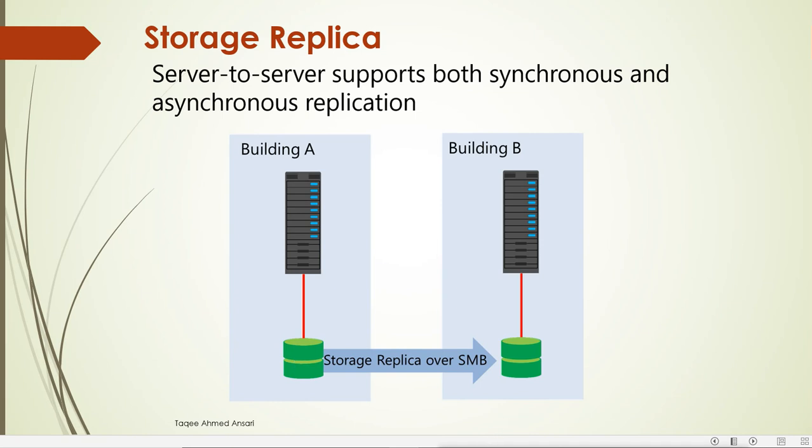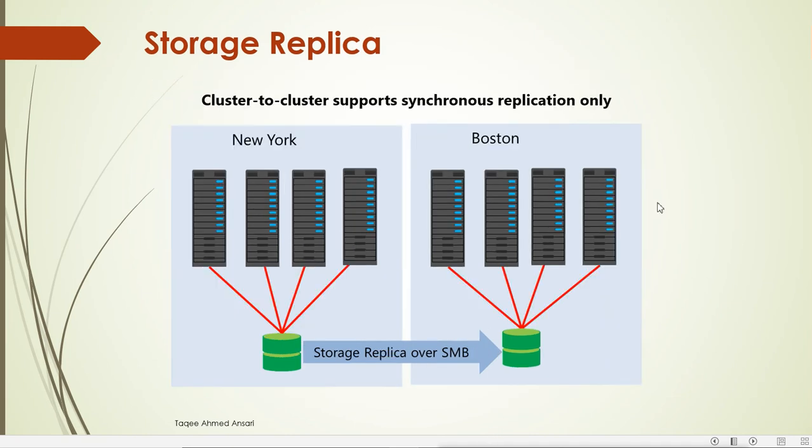Then storage replication from cluster to cluster supports synchronous replication only, and it will synchronize the whole cluster storage to the other server, at the other site. Suppose one site is in New York and the other site is in Boston, so the whole storage for the cluster will be replicated to the other site. We can use replication over SMB.